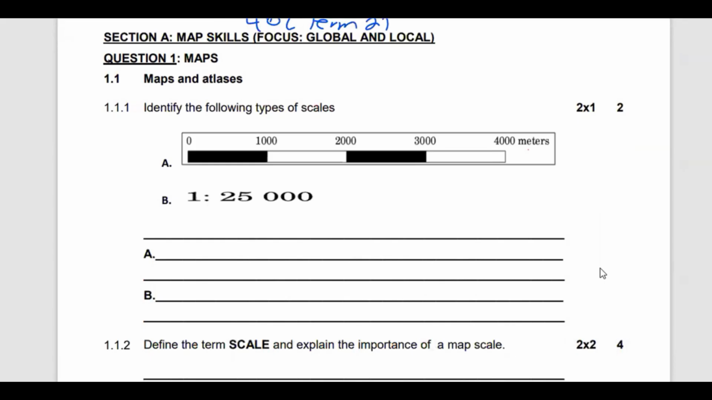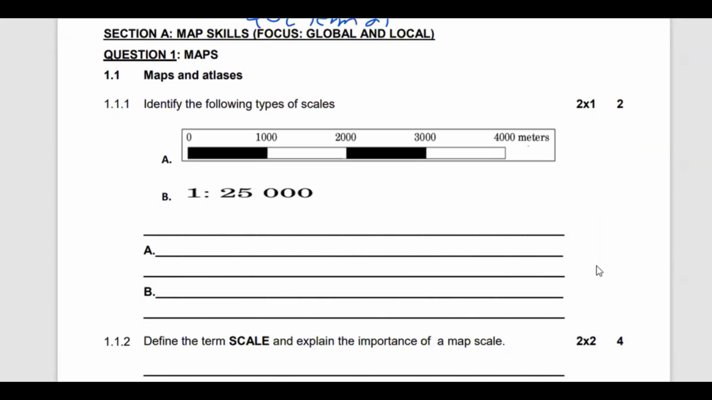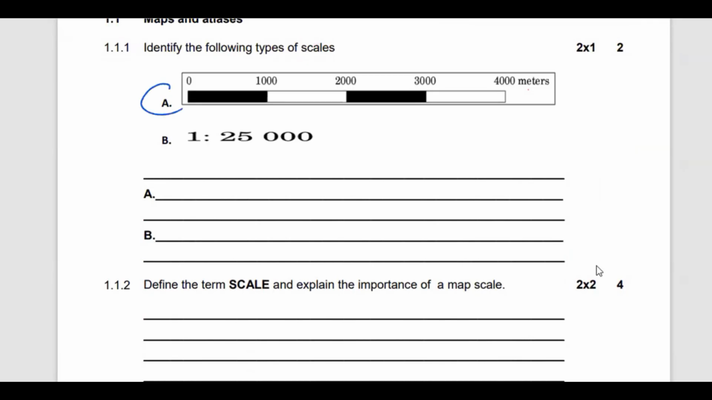We have maps and atlases. Identify the following types of scales. We have A and B. When you look at this, A is a line scale. It's in the form of a line, and then 1 to 25,000. This is a ratio scale.